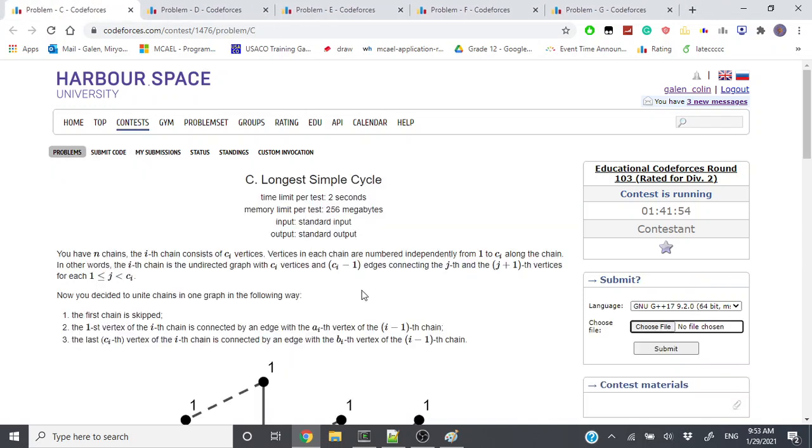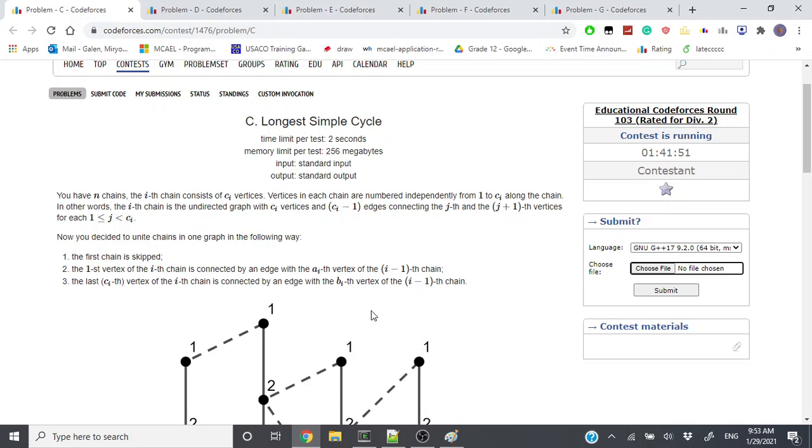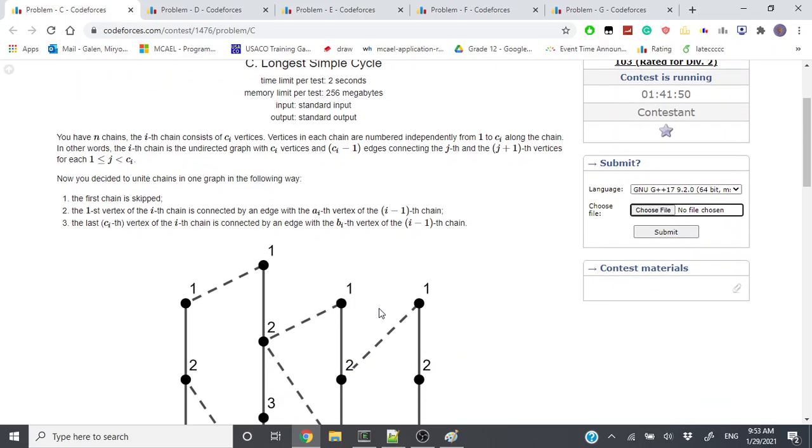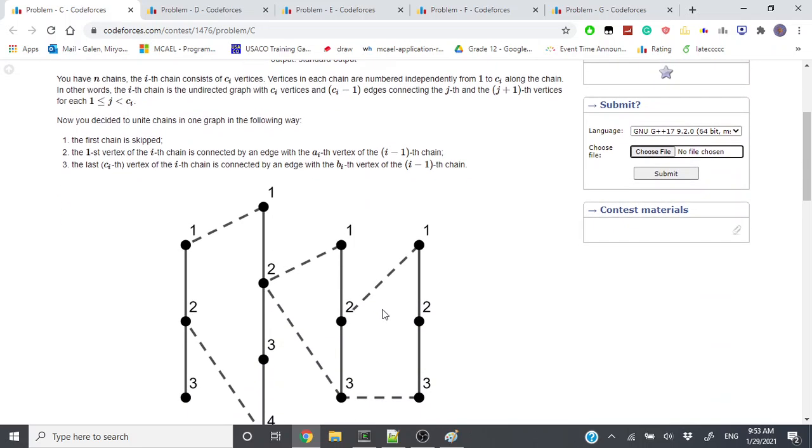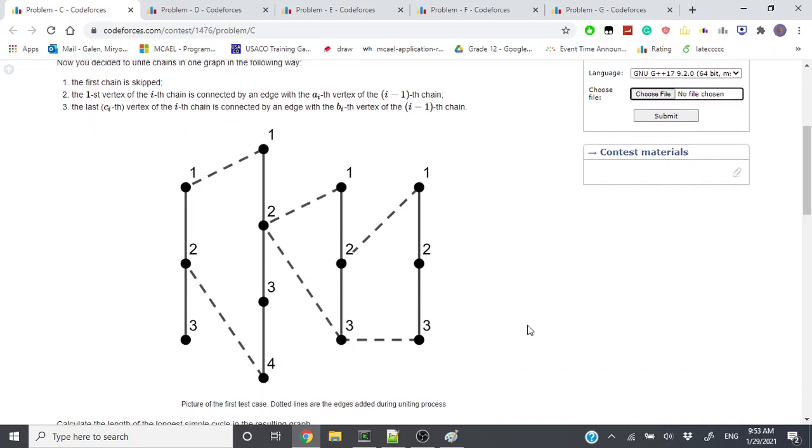Alright, longest simple cycle. You have n chains, the ith chain consists of ci vertices. Vertices in each chain are numbered independently from 1 to ci along the chain. In other words, the ith chain is the undirected graph with ci vertices and ci minus 1 edges connecting the jth and the j plus 1th. Okay. Undirected graph. So it's just like, yeah, sure, that's what it looks like.